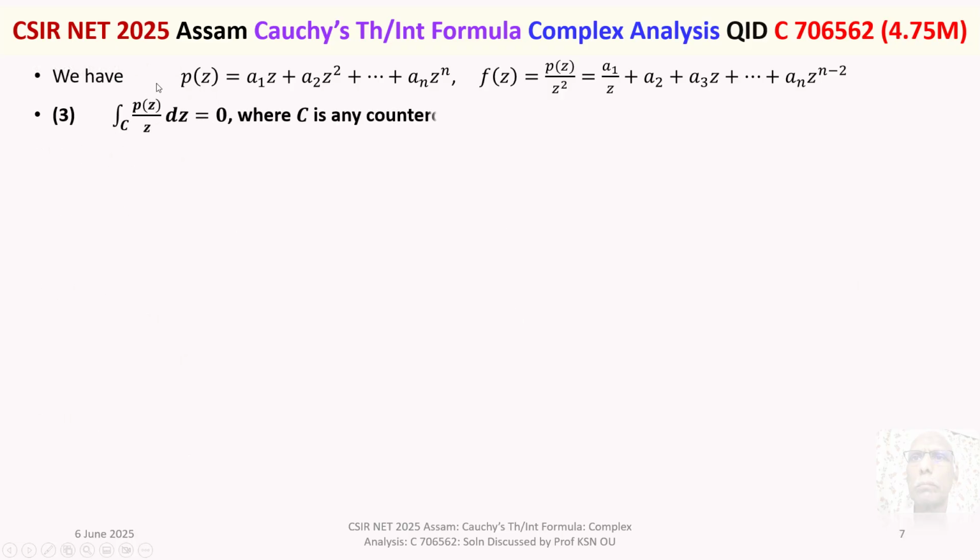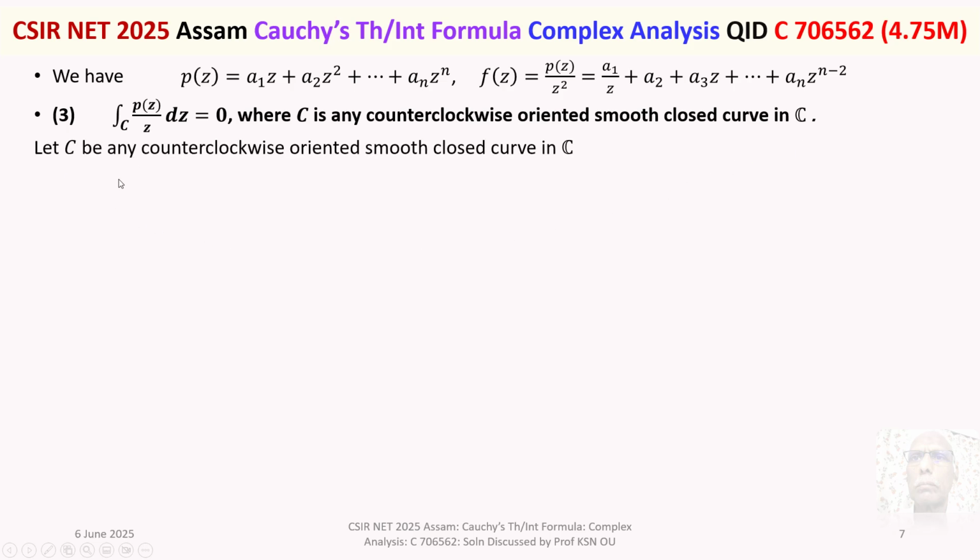Let's take option 3. The integral taken round C of p(z) by z with respect to z is 0, where C is any counterclockwise, that means anti-clockwise, positively oriented smooth closed curve in C. Then the integral taken round C of p(z) by z, where p(z) is a1 z plus a2 z squared plus so on and so forth, an z to the power of n, by z.